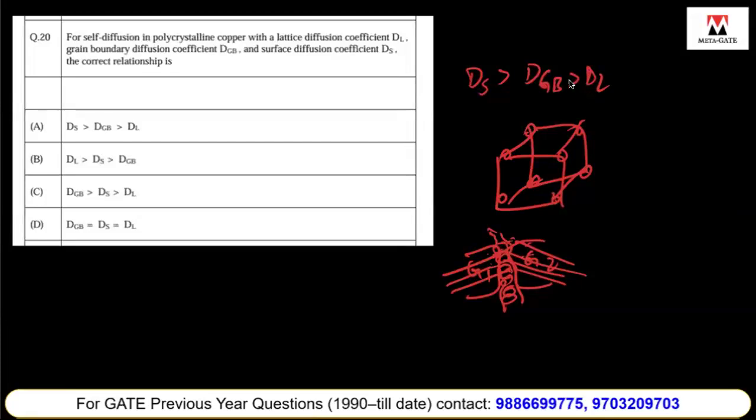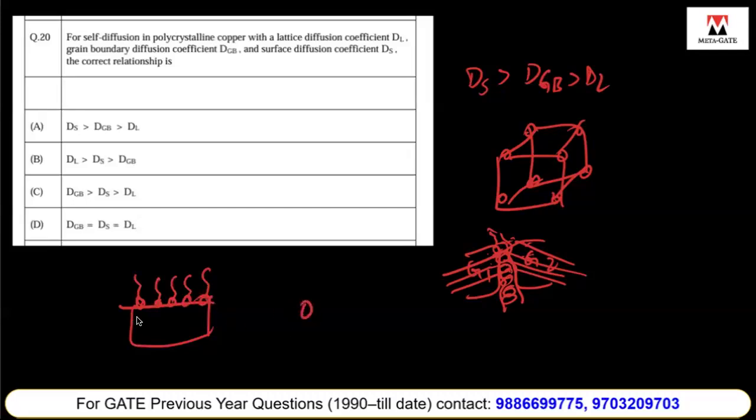Surface diffusion. If you see, surface diffusion refers to the movement of atoms on the surface of the material. If this is the surface, the atoms have broken bonds here. So they will have a lot of free energy here, for which the atoms on the surface have very few neighboring atoms compared to those in the bulk.